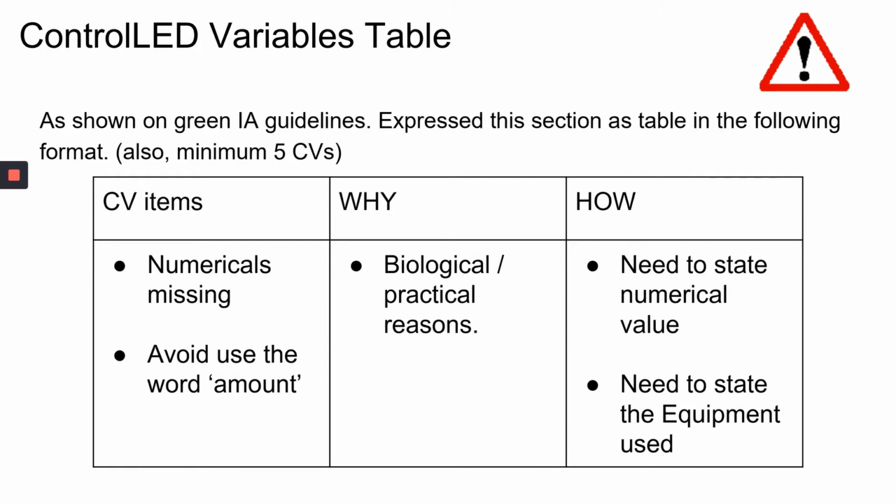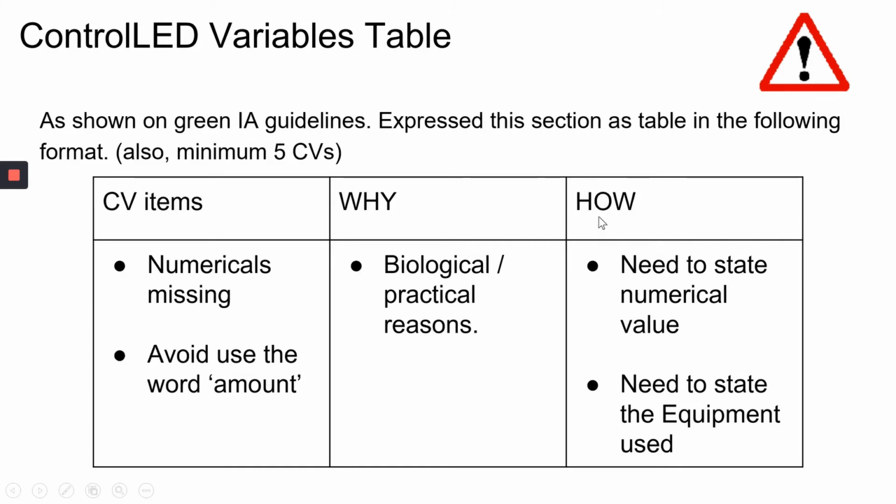Use a table format with 3 columns. One is the control variable items. The second column is why, generally speaking the biological reasons, the theory wise. And the third is how you control it.